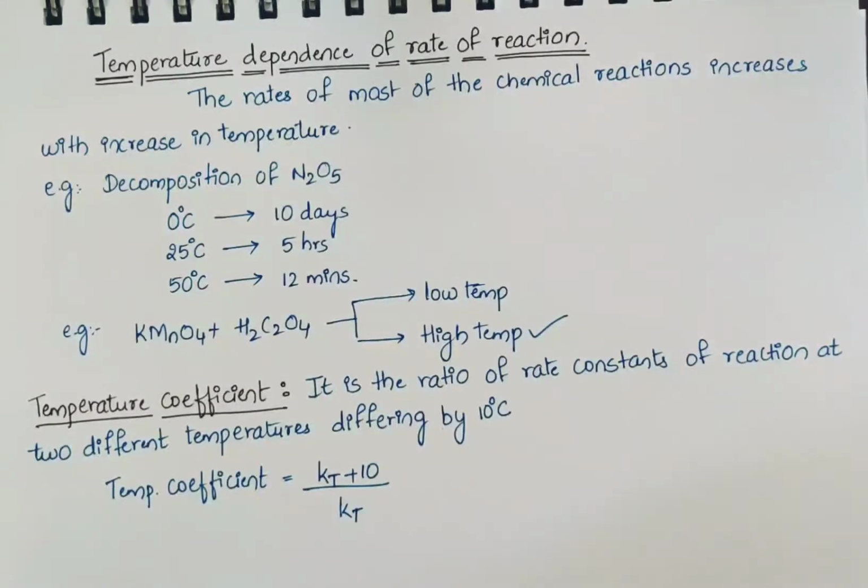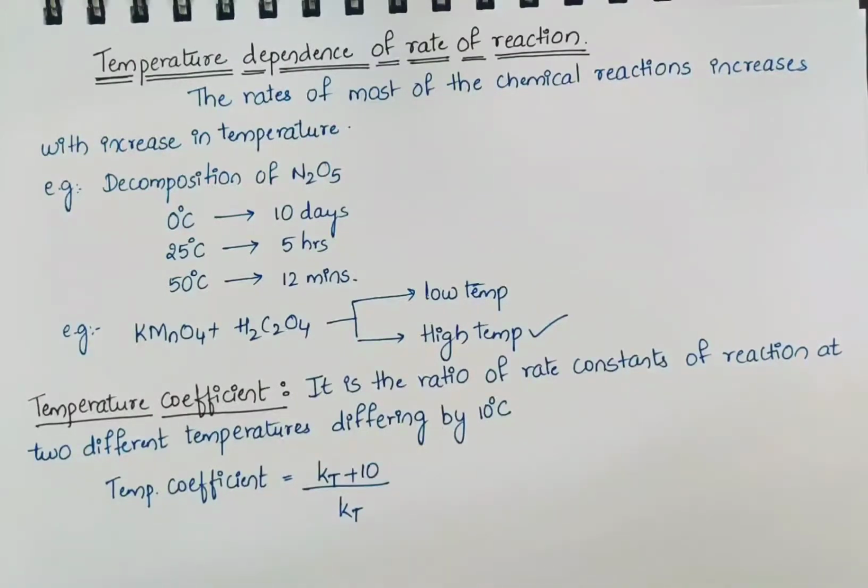If you increase the temperature of the reaction by 10 degrees Celsius, then the rate constant almost doubles. Here you can understand this with respect to the temperature coefficient. So what is this temperature coefficient? It is the ratio of rate constants of a reaction at two different temperatures differing by 10 degrees Celsius.